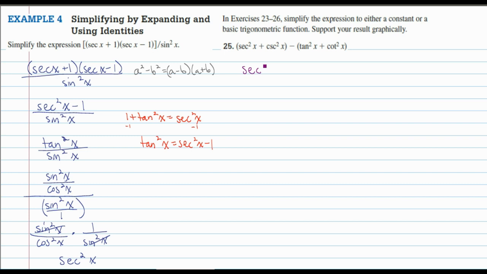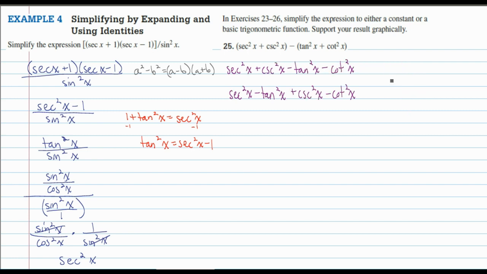So let's see. Secant squared x plus cosecant squared x minus tangent squared x minus cotangent squared x. So there is a Pythagorean identity that has secant squared and tangent squared in it. So I'm going to write those two next to each other. Secant squared x minus tangent squared x. Then plus cosecant squared x. And then I know I have another Pythagorean identity that will have cotangent squared x.